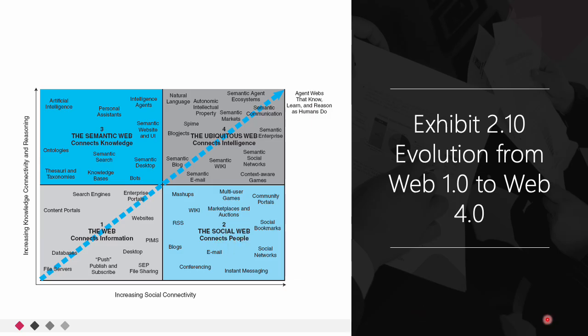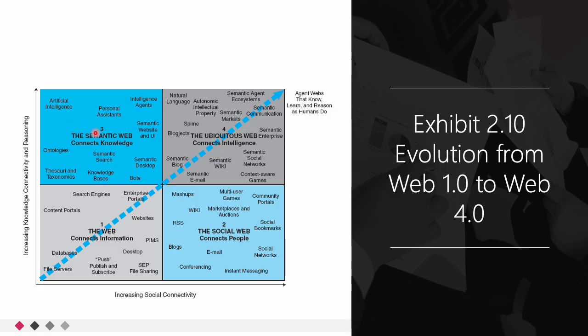It's high social connectivity, but still relatively low on knowledge reasoning. So Web 2.0 is the interactive web. It's about people connecting and sharing content, collaborating, and even creating communities online. It's the read-write web, where users are active participants, not just consumers.